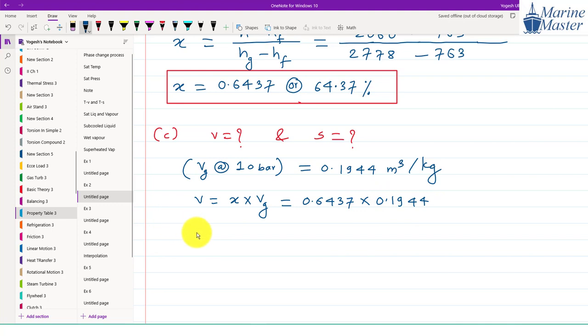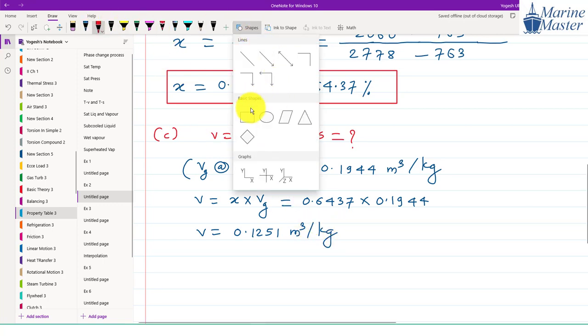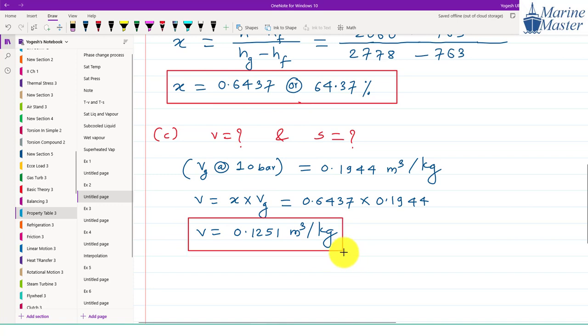0.1944. So if you do the calculation, guys, how much value will we get? Specific volume of this wet vapor, 0.6437. Everyone do the calculation with me. 0.6437 multiplied by what, guys? 0.1944. If you put these values in your calculator, specific volume is equal to 0.1251. Unit will be meter cube per kg, guys. Never forget the unit. Unit is very, very important in any technical subject, guys.